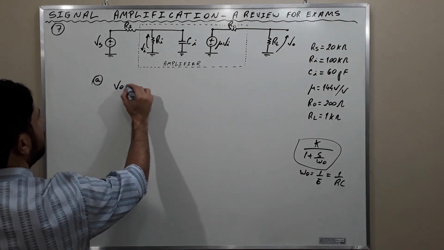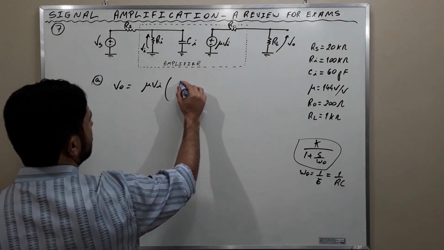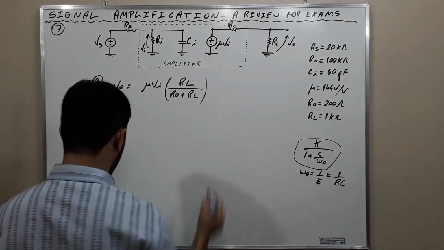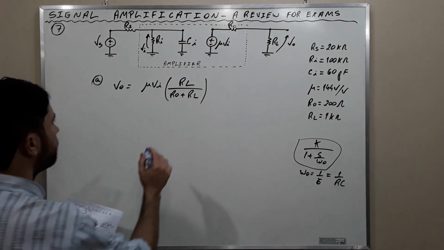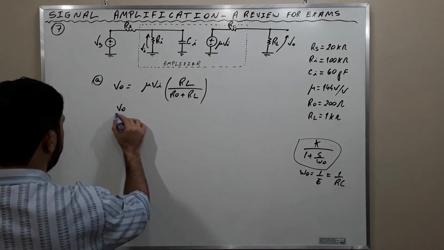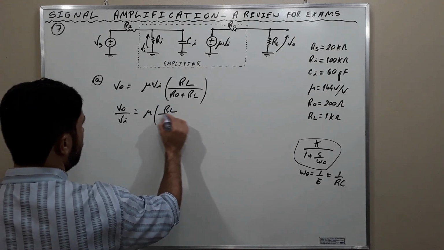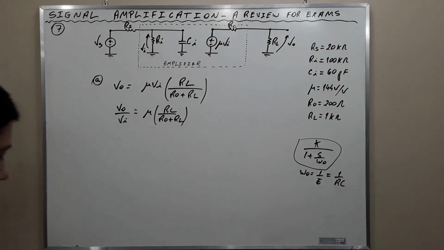VO is equal to mu VI, RL over RO plus RL. Okay? Which leads to VO over VI equal to mu RL over RO plus RL. Now to compute the overall or global voltage gain, we combine the results obtained until here, okay?